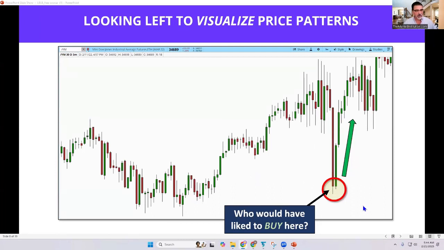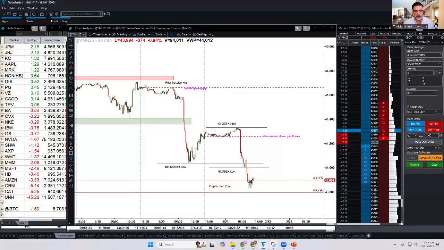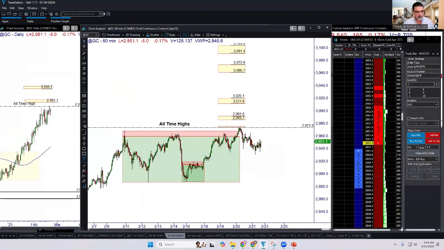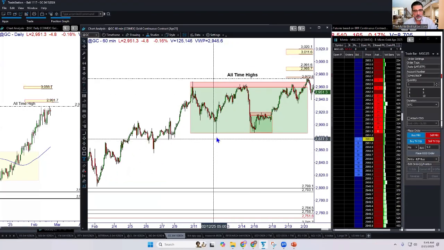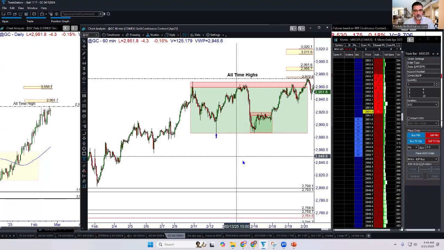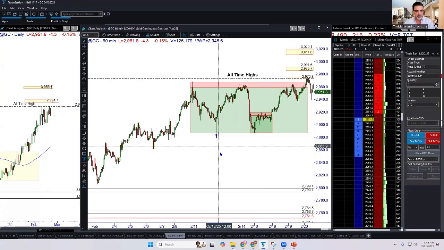So again, as we start looking at any chart, we say, man, wouldn't you have loved to get in long right here? Oh, I got one for you. The other day we were looking at gold, and we had an entry on this right there. I mean, is that an awesome trade or what?